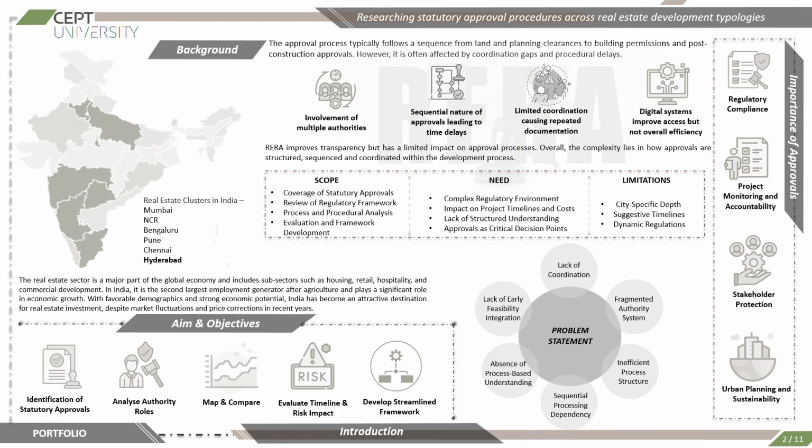Based on these issues, the study aims to develop a structured understanding of statutory approvals and create a streamlined framework for evaluating approval procedures. The objectives include identifying statutory approvals, analyzing authority roles, mapping and comparing approval processes, evaluating timeline and risk impacts, and proposing a more systematic framework for approvals.